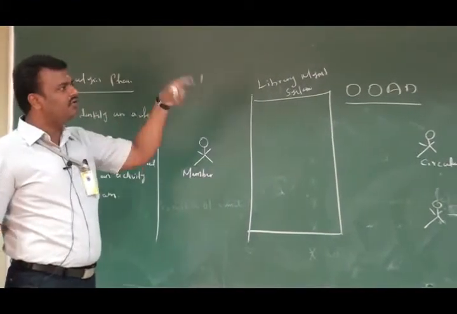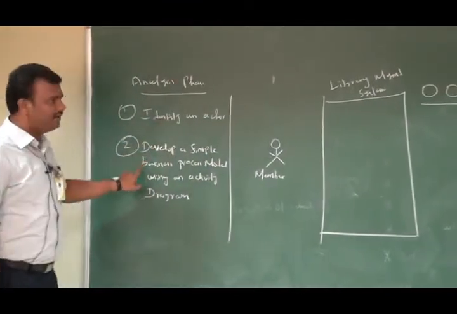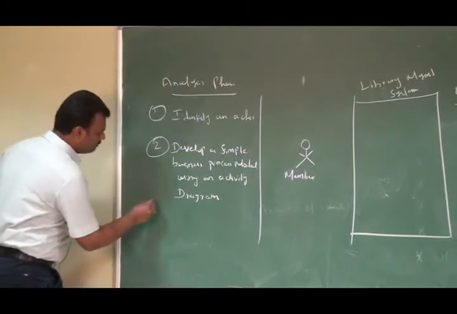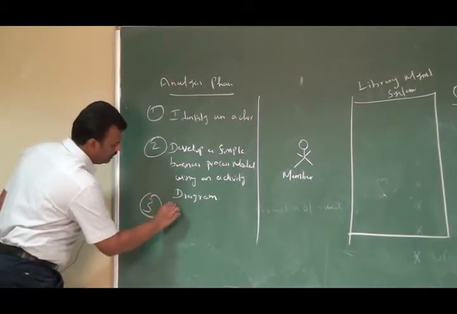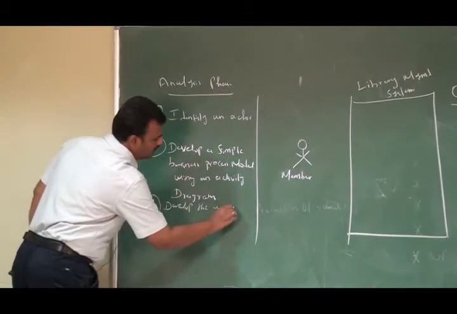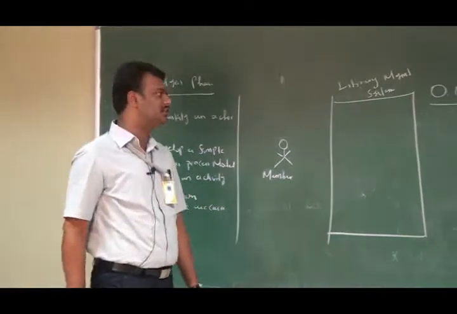Okay, what are the activities going on inside the system? That is in the analysis part. First, we have to identify an actor, then develop a simple business process model using an activity diagram. The third one, develop the use cases. What do you mean by use cases? The use case is the scenario for understanding the system's requirement.